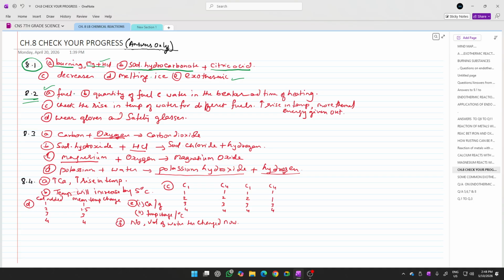Now B is: name two variables Marcus must keep the same. In this investigation, what are the variables that he has to keep constant? That is the quantity of the fuel and water in the beaker. He should keep these constant, and the time for which he is heating should also be kept constant. So these are the constant variables, right?